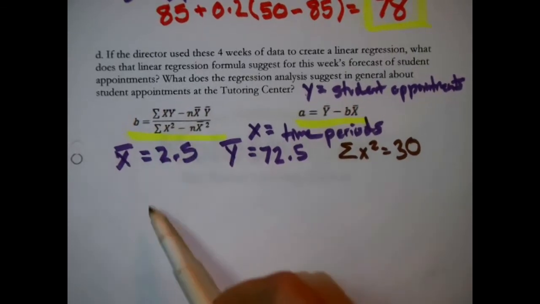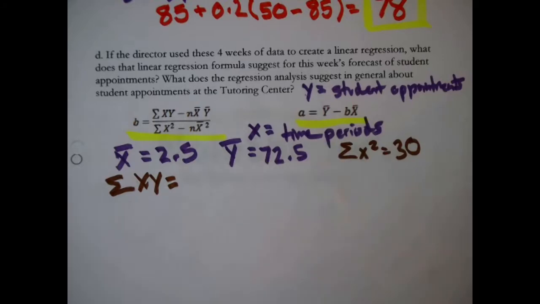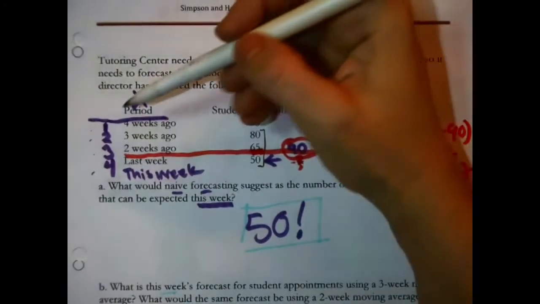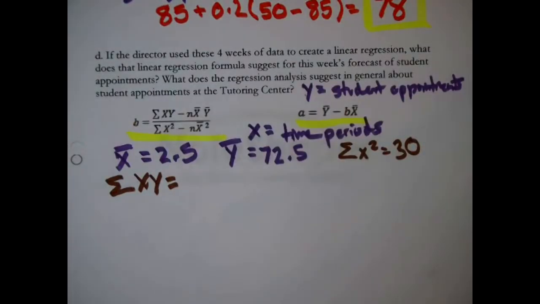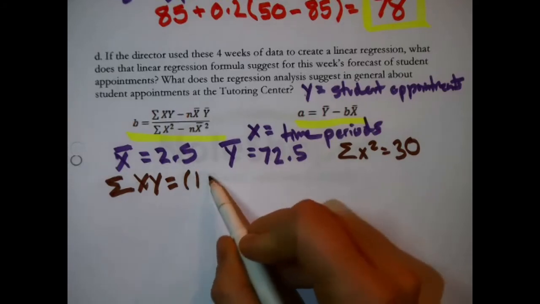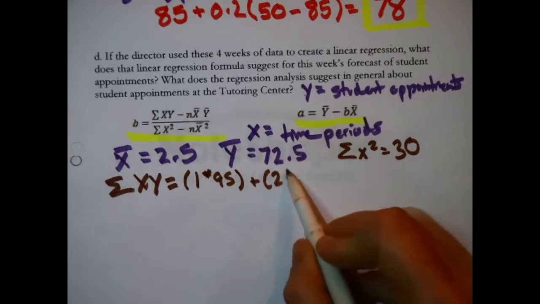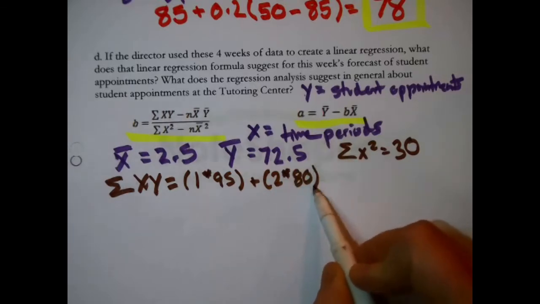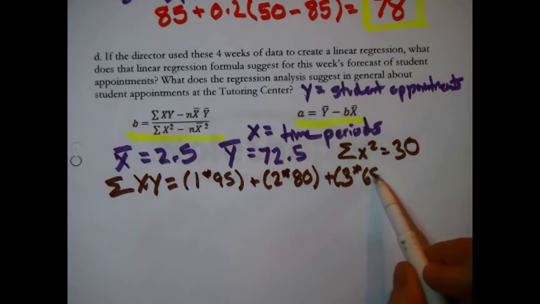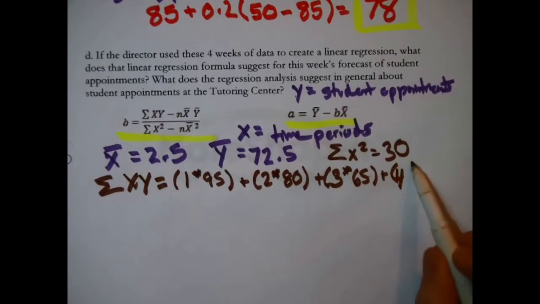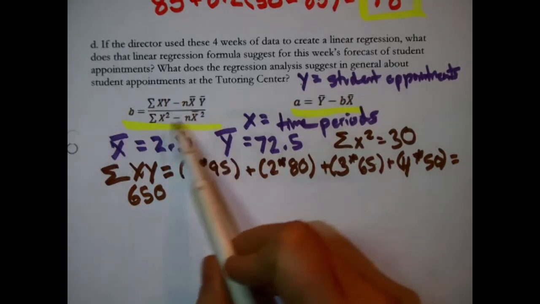We need the sum of X times Y. How are we going to find that? Well, that's where we go back to our original data and say this times this, plus this times this, plus this times this, plus this times this. So I can write that out. That would be 1 times 95, that's the top row, plus 2 times 80 appointments, plus 3 on the third row times the 65 appointments, plus 4 on the fourth row times 50 appointments, comes out to a rather large number. I get 650.